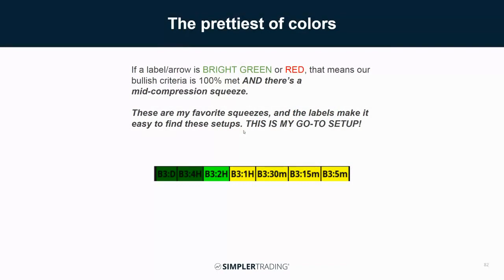But then we have even prettier colors, guys. So if a label or an arrow, and again, they go hand in hand, if one of our signals is bright green or bright red, that means our criteria lines up and there's a mid-compression squeeze, right, which we talked about a little bit earlier. That's my favorite squeeze. So now the label makes it easy for me to find my go-to setup. Bullish or bearish criteria with that red dot squeeze, that mid-compression.